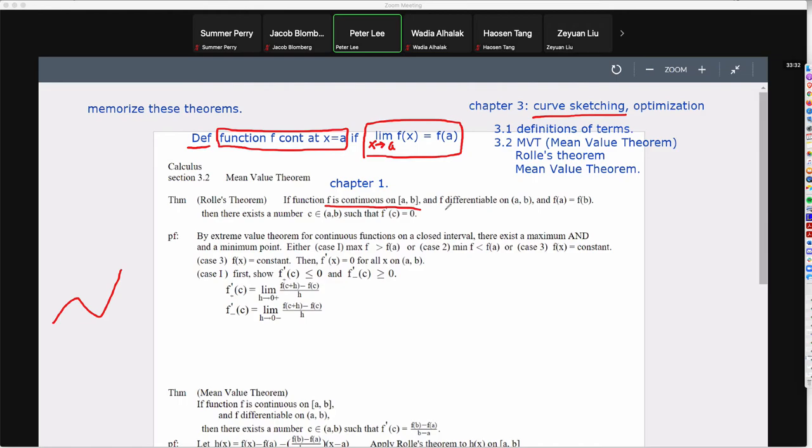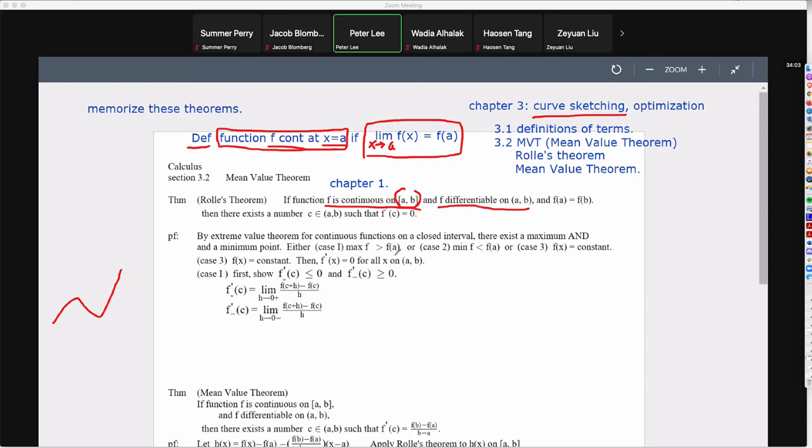And then what is differentiable? Differentiable on [a, b], what does that mean? Now, this one says the function is continuous on an interval. That means the function is continuous at all points on this interval. Because this is a definition of a function continuous at a point, and if the function is continuous at all points on an interval, then we say that the function is continuous on that interval.